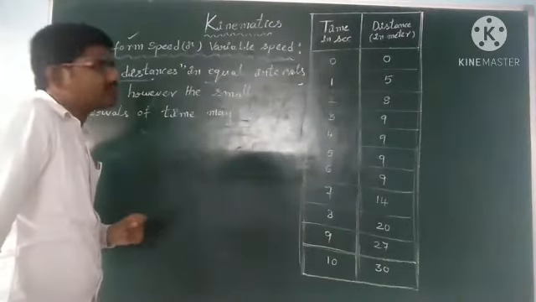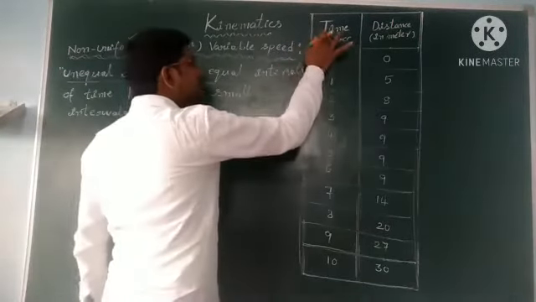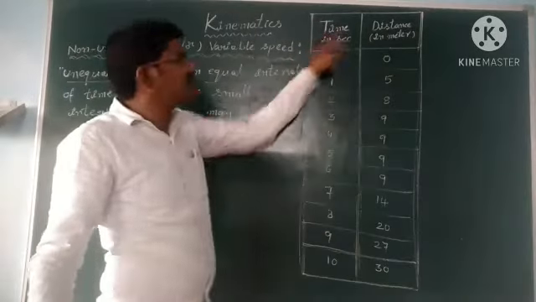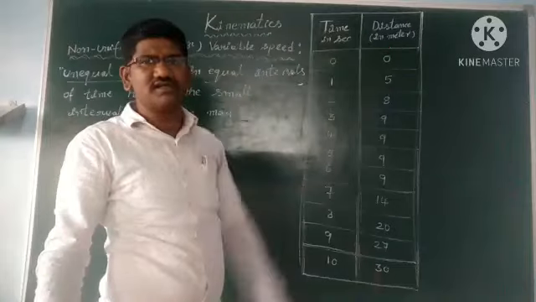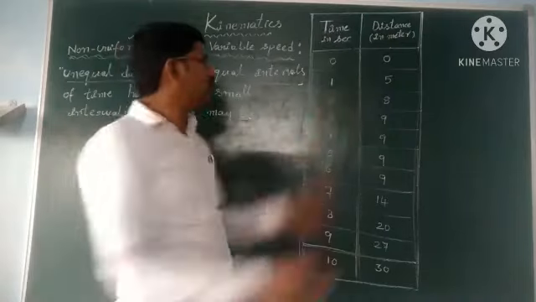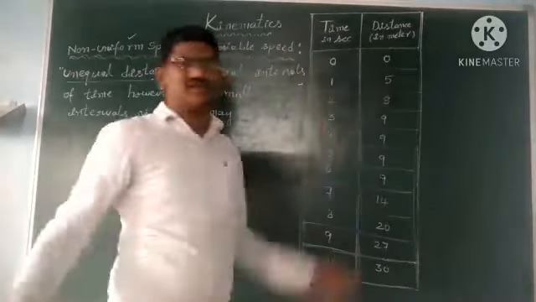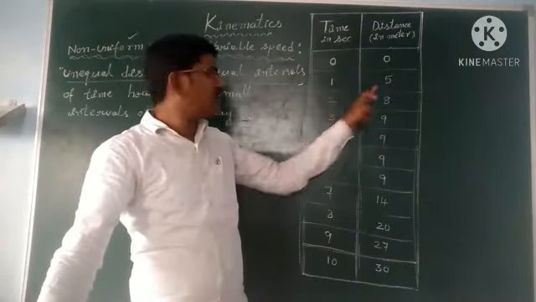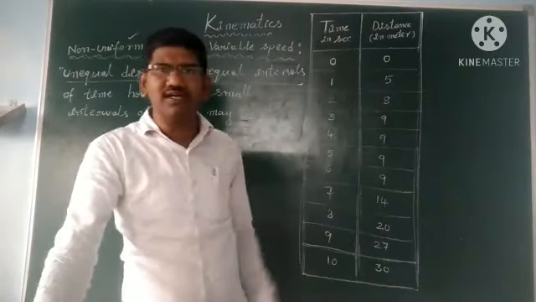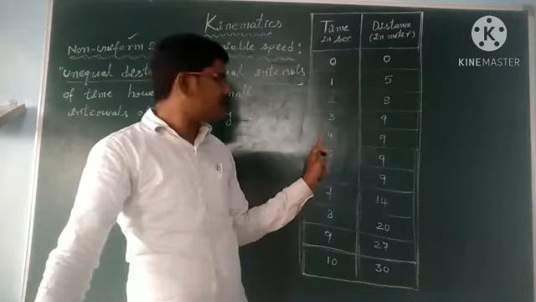Variable speed. See here, I have taken the time in seconds and distance in meters. So see, at 0 seconds an object is at rest, so 0 meters. After 1 second, it covered 5 meters. 2 seconds, it covered 8 meters. 3 seconds, 9 meters. 4 seconds, 9.